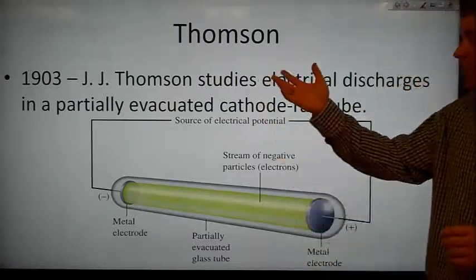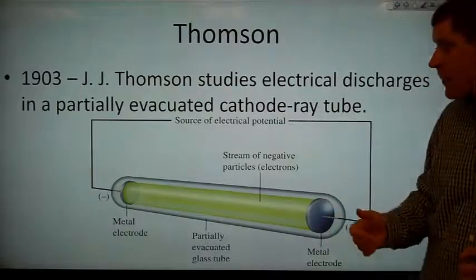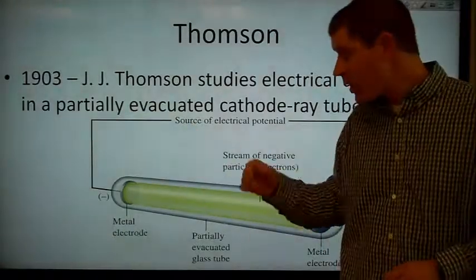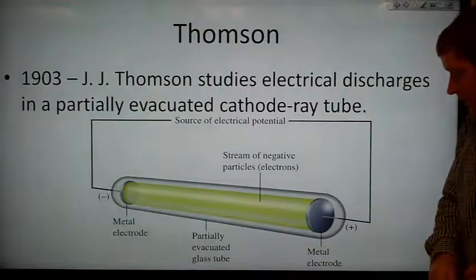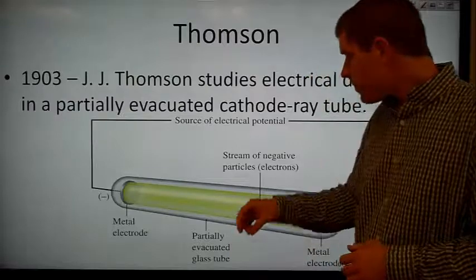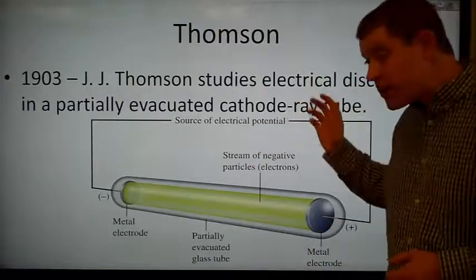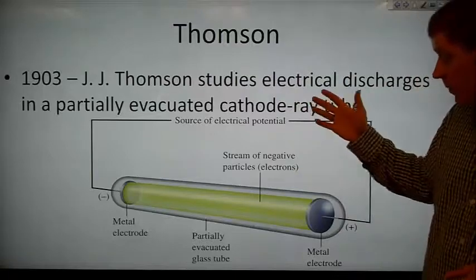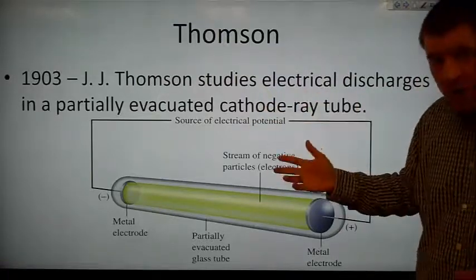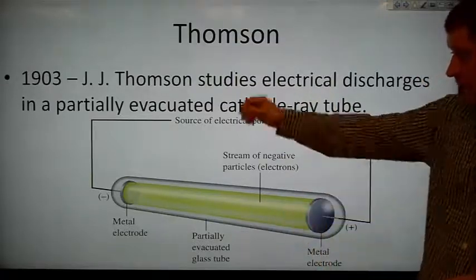But at the time, Thomson didn't know what they were. He just knew they were cathode rays. And they were called cathode rays because they came off of a cathode. The cathode was negatively charged, and so they were attracted to the anode, which is positively charged. So these are streams of negatively charged particles. These were electrons, although he didn't know that they were electrons at the time.